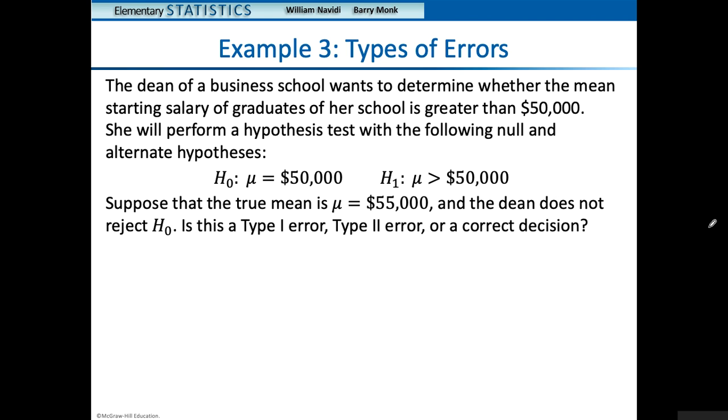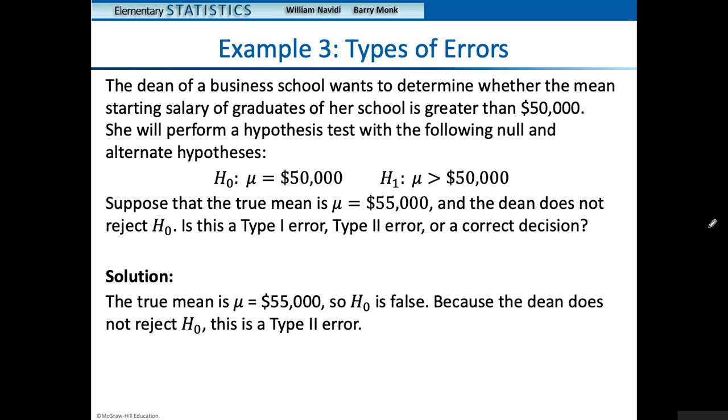And one more example, same problem. This time, suppose that the true mean is $55,000. If the true mean is $55,000, that means the null hypothesis is false, and the dean does not reject the null hypothesis. Well, if the null hypothesis is false and you don't reject it, that's also an error. If it's false, you should reject it. So this is specifically an example of a type 2 error.